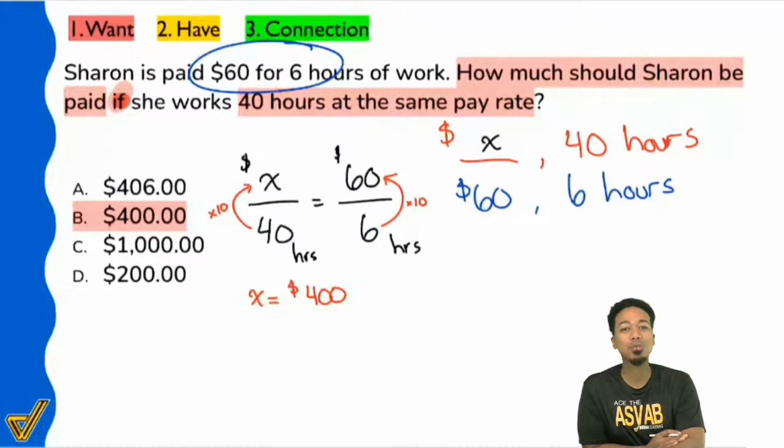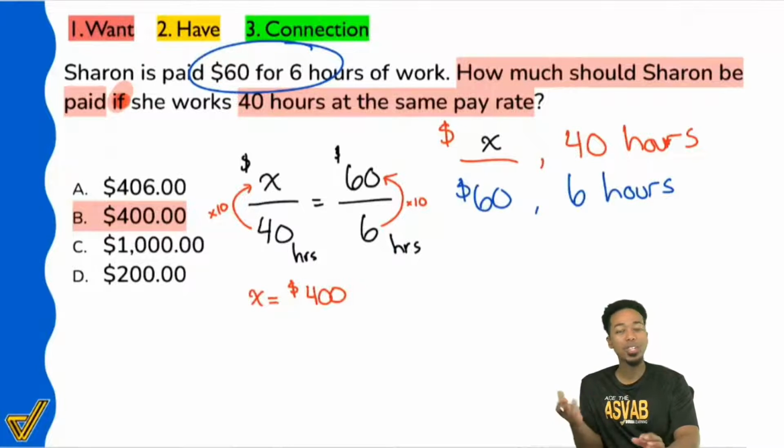So, any questions before we proceed to the next question? Any comments, concerns? And Ashika, yeah, you can absolutely simplify as well. Let me know if I'm pronouncing your name correctly. But yeah, you could have simplified the 60 over 6 to get 10 over 1. Then you would have cross multiplied and gotten x equals 400. That would have worked as well. So no questions? Sounds good.